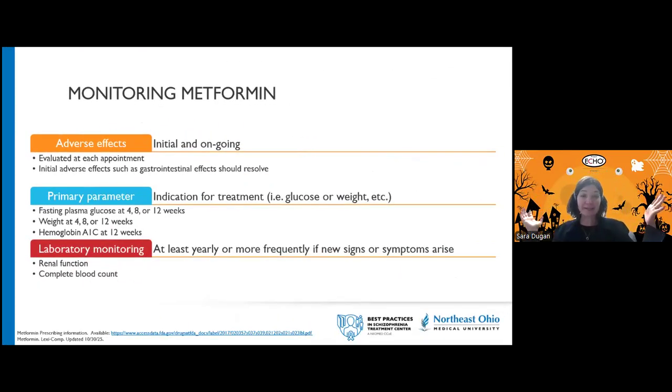So metformin can be utilized for a number of populations. It may be very beneficial. We've got to watch for those adverse effects. We want to make sure it's working for whatever it is that they're using it for, so weight or glucose, make sure we're checking those things. And then just another consideration on the monitoring side, renal function, definitely a baseline, and then at least yearly to make sure nothing has changed. If we see new symptoms pop up, they have edema, something else has changed, then we definitely want to be checking that renal function and the complete blood count, specifically because of the risk for vitamin B12 deficiency.